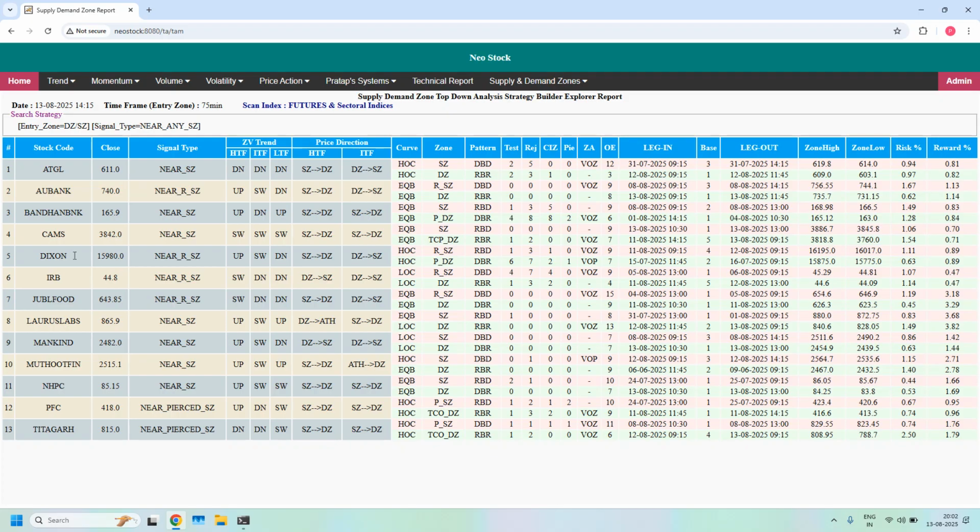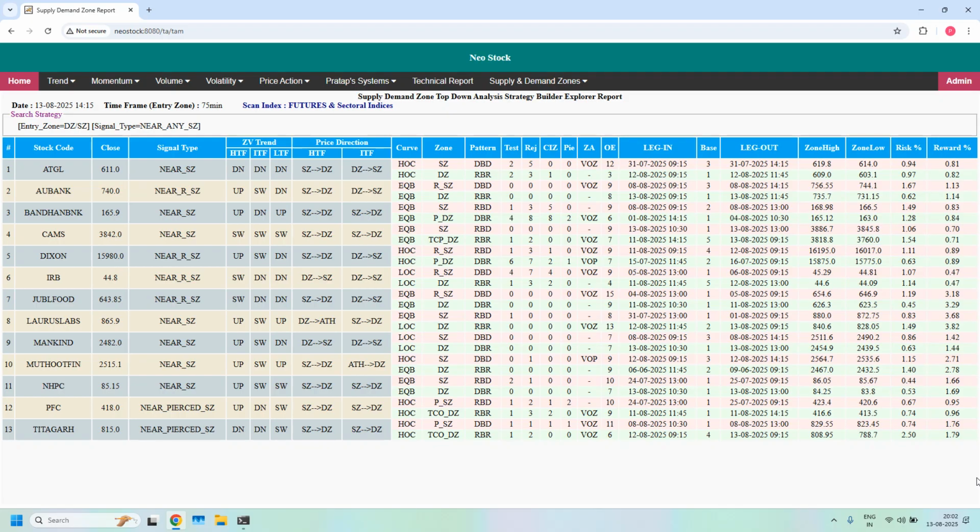If any of you did not understand the structure of this report, I request you to complete the training lesson 21.1 video. In that video, I have explained each and every column, their values, and abbreviations in detail. This is the HLQ zone strategy, HLQ zone identification from daily and 75 minutes time frames.